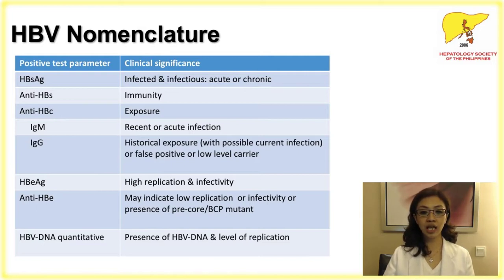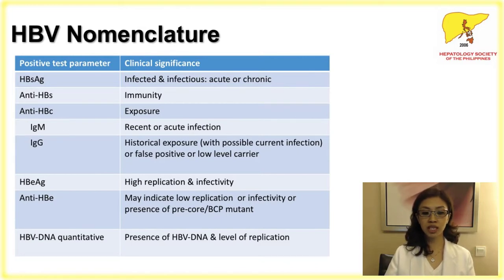Predominance of the IgG type points to a historical exposure leading to either a resolved infection or a current occult or overt infection. HBeAg or envelope antigen appears during infection and pertains to infectivity of high replication. Having antibody to the envelope antigen may indicate low replication or the presence of a pre-core mutant. HBV DNA is used to quantify viral load of the infected patient.